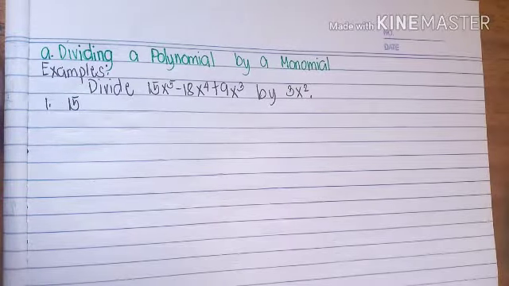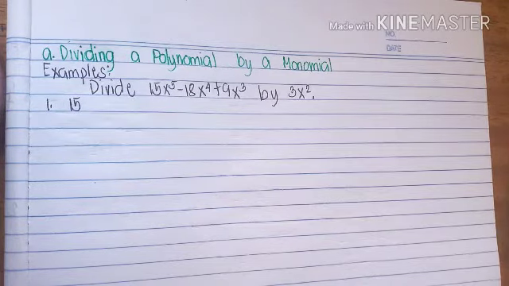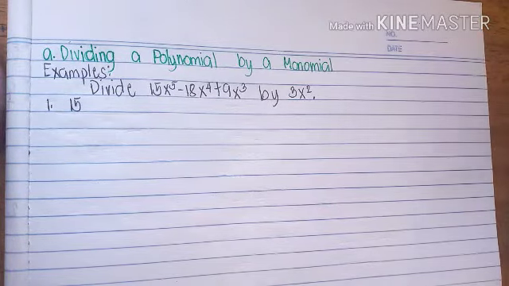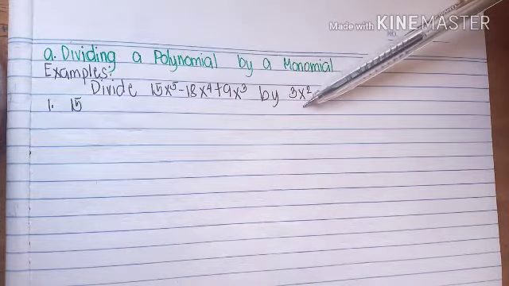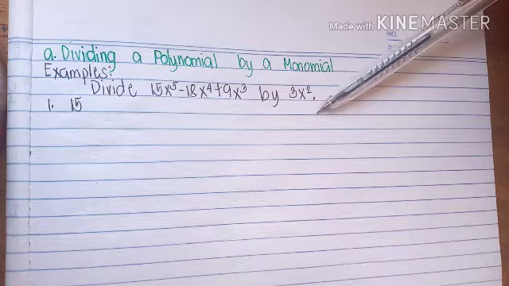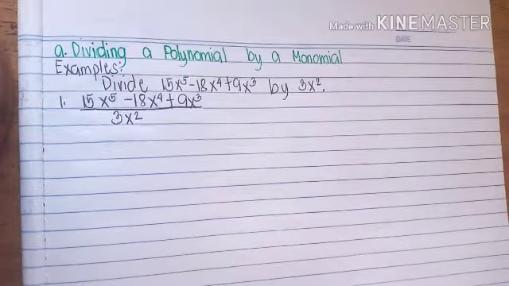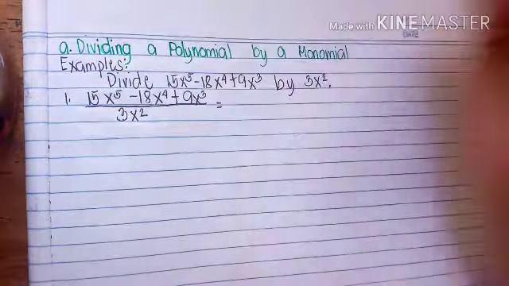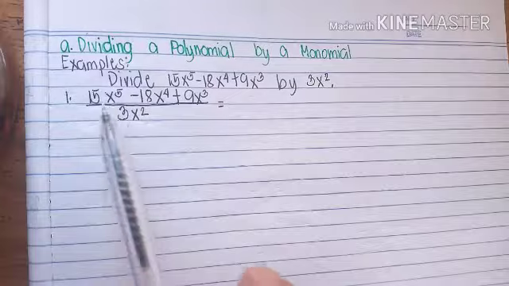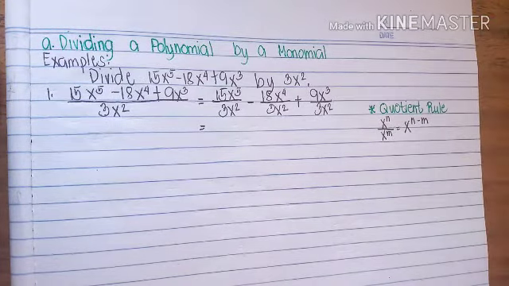Okay, so let's have the first case first. We have here dividing a polynomial by a monomial. We're just gonna distribute first the monomial. So for example number 1, we have that case. So what we're going to do is let's try to rewrite it in a fraction form. Since we have a polynomial in fraction form, what we're going to do next is we're gonna distribute your 3x to all of these terms. We're gonna apply here the quotient rule.